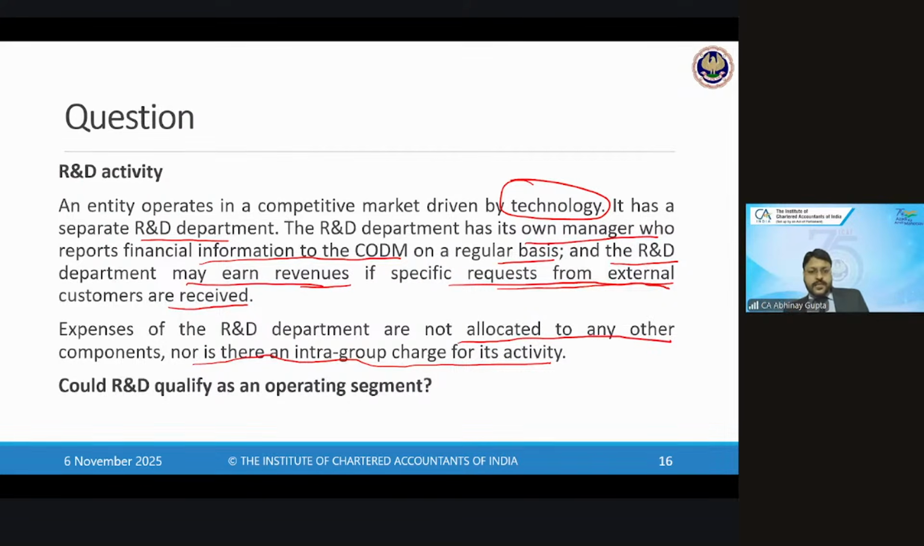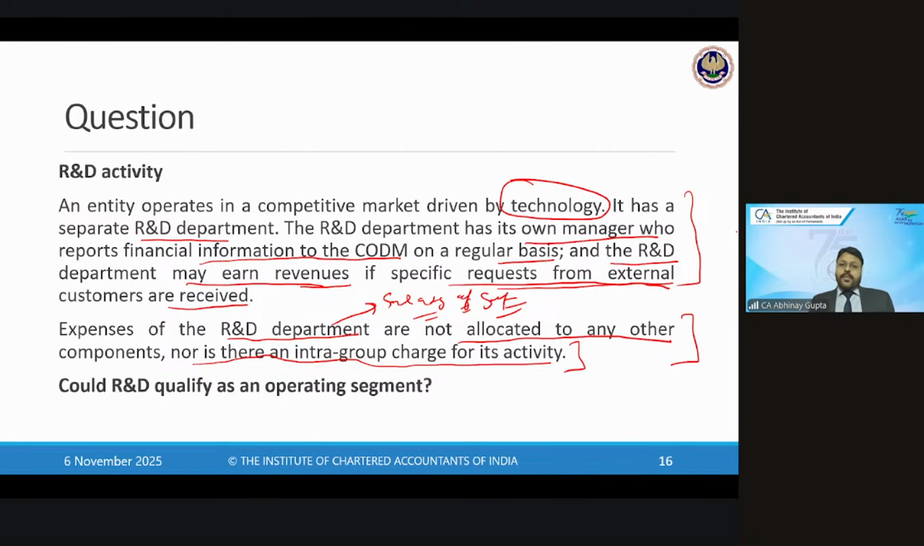Number two, expenses of the R&D department. That is majorly the salary of the software engineers who are doing the R&D. Salary of the software engineers is not allocated to any other components, but it is being separately tracked. How much expense we are incurring for getting this software developed? So there is a cost center maintained separately, and it is also not charged to any other components or as an intra-group charge. So expenses are tracked separately, but revenue is not there, right?